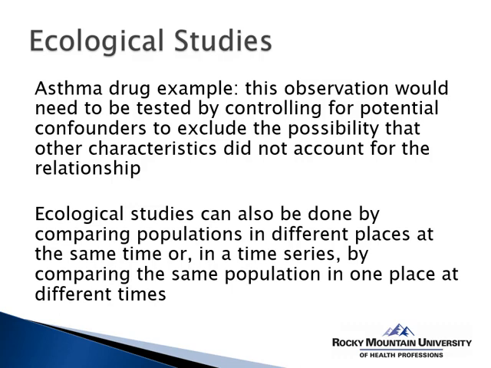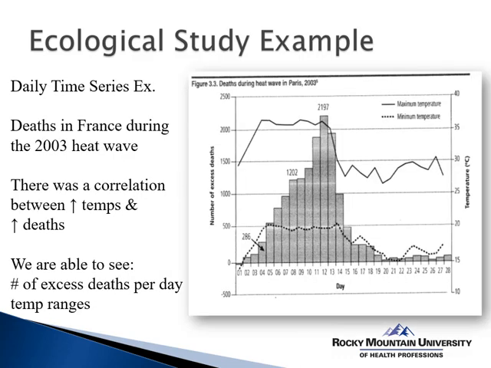Ecological studies can also be done by comparing populations in different places at the same time or in a time series, or by comparing the same population at one place at different times. Here's a time series example, ecological study, deaths in France during the 2003 heat wave. What we see is there was a correlation between increasing temperatures and increasing numbers of deaths. So we're able to see a number of excess deaths per day based upon temperature changes.